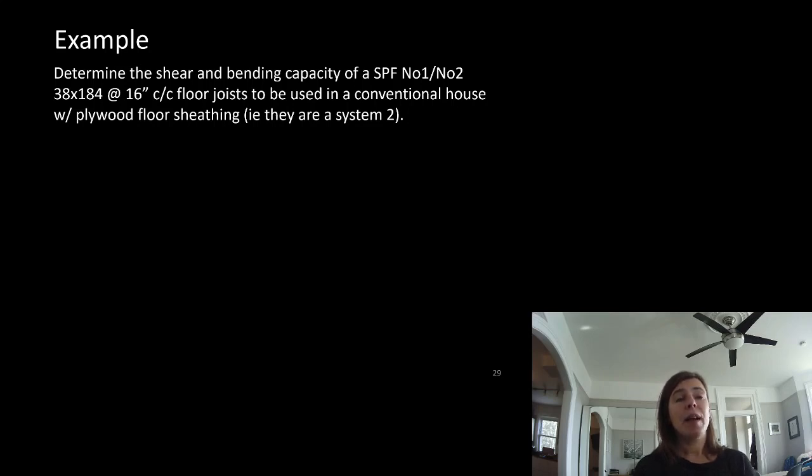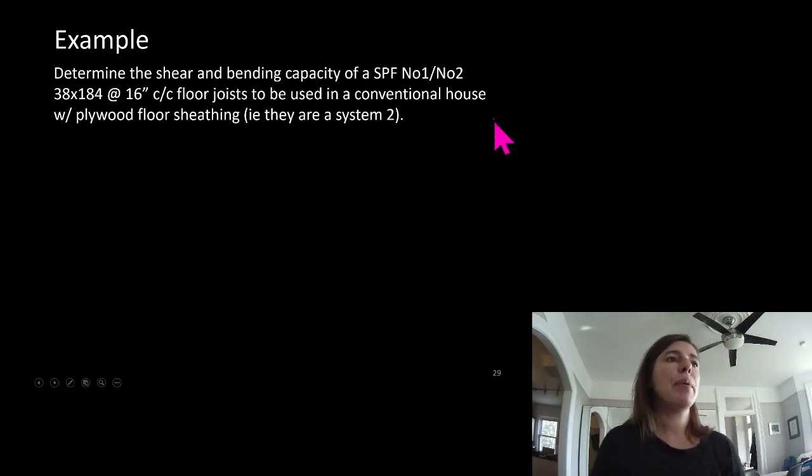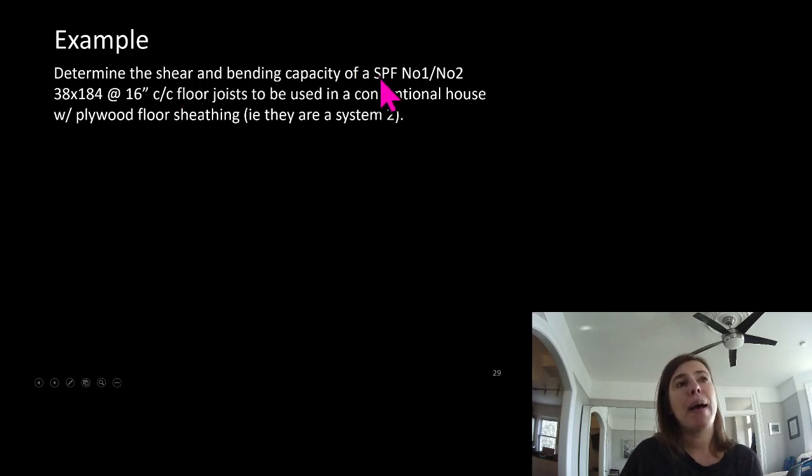Again, I'm going to give you an example where if you want, you can go do the math, but I'm then going to give you the tables where you can look it up. So determine the shear and bending capacity of an SPF number 1, number 2, 38 by 184 at 16 inches on center. Well, a 38 by 184, let's just take a look. 184 is 7.125 inches, so that sounds like we're talking about a 2 by 8. Or an SPF number 1, number 2, 2 by 8 at 16 inches on center as a floor joist.